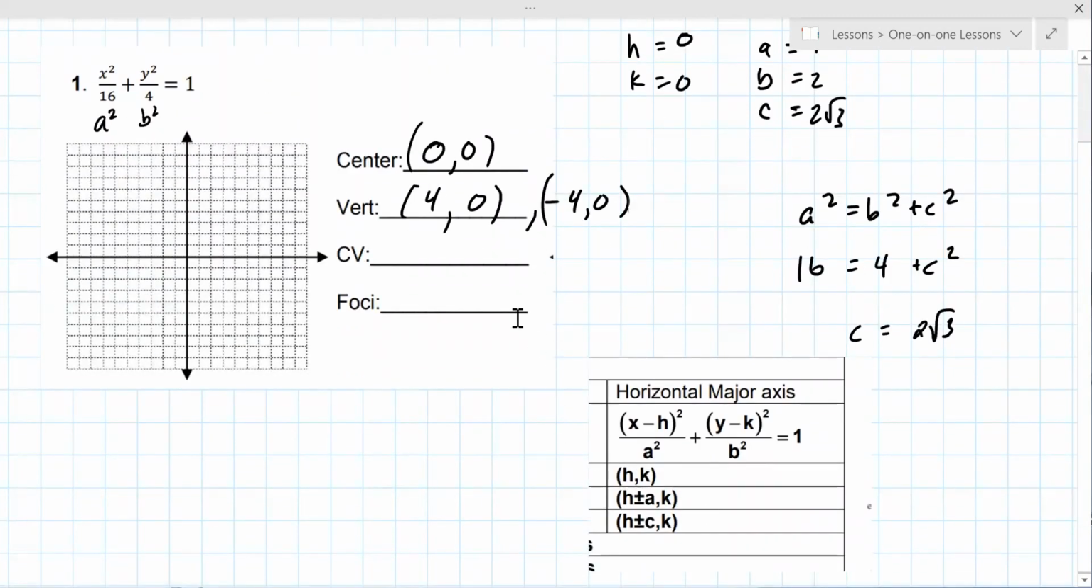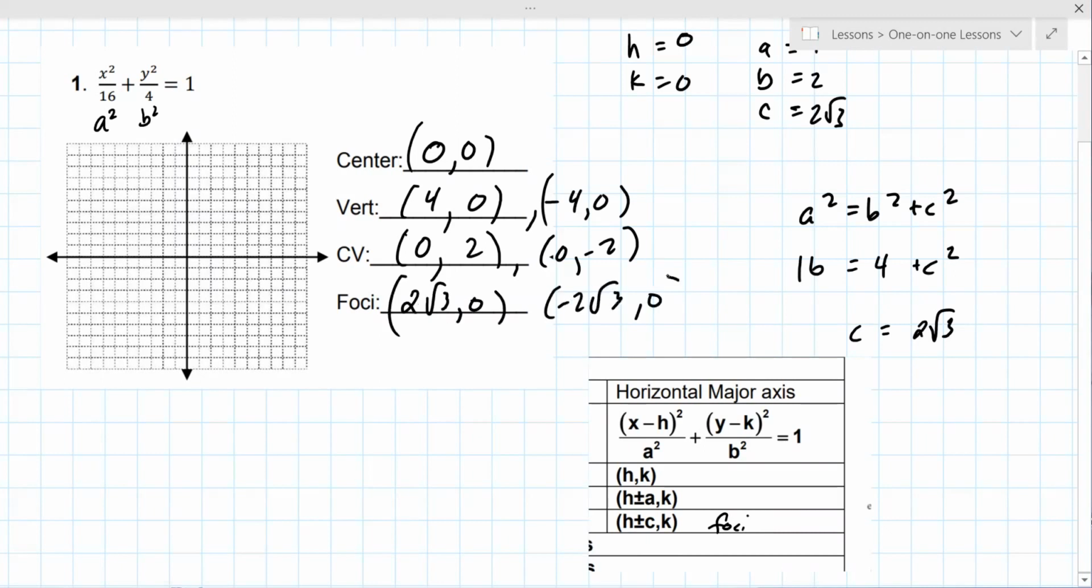The co-vertices is the other one, so it uses the B value. So it's 0, comma 2, and 0, comma minus 2. And then the foci is the last one here. This is the foci, H plus or minus C. So it's 2 square root 3, comma 0, and minus 2 square root 3, comma 0.